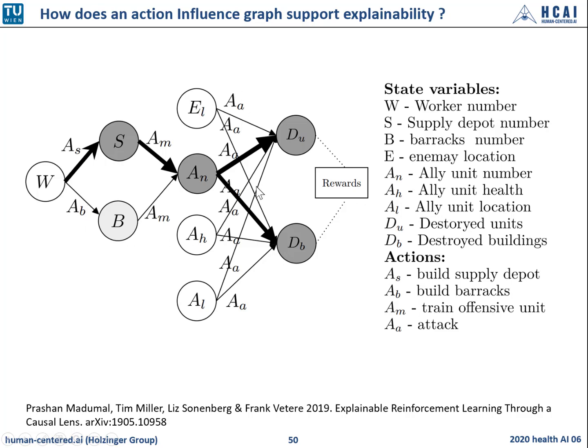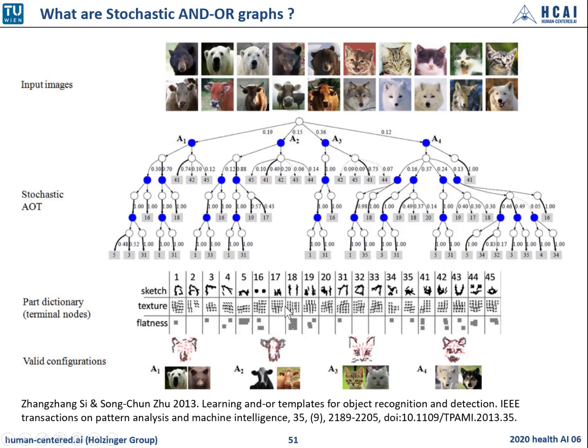And in this example, the variable a sub n is causally influenced by s and b only when action a sub m is executed. So this is a very interesting approach, explainable reinforcement learning, and this is powered by graphs. You see how powerful graphs are.